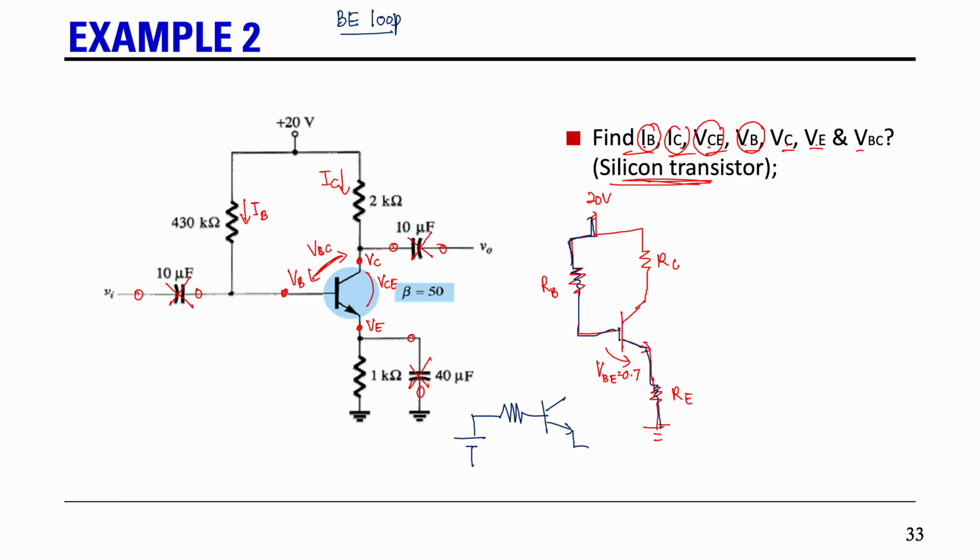Okay, so this is the circuit going to be. So here is the ground. Okay, so this is the BE loop. Okay, so I think you are familiar with this. We can do the KVL, right?